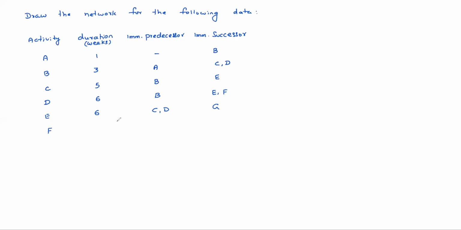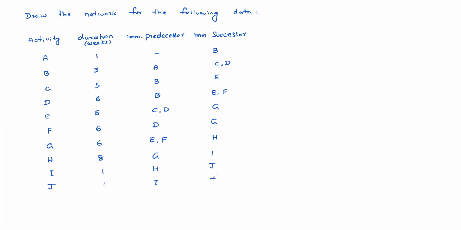F activity, 6 weeks, D is the predecessor, successor G. G activity, 6 weeks, predecessors E and F, H is the successor. H activity, 8 weeks, predecessor G, successor I. I activity 1 week, successor J. J activity 1 week, I is the predecessor, no successor.